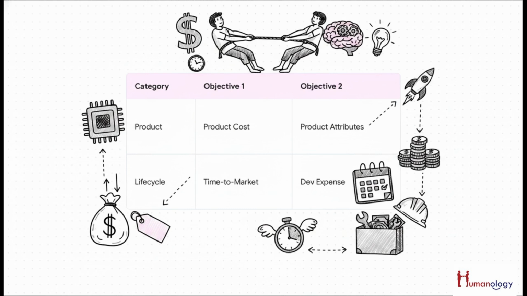No way. If you want to add amazing new attributes, like a next-gen processor, your product cost is definitely going up. Want to drastically slash your time to market and launch 3 months early? Well, your development expense is going to skyrocket because you're paying for weekend overtime and rush shipping. You absolutely must quantify these trade-offs. You need to know exactly how many dollars an extra week of development will cost, or what happens if you strip out a key feature. It's a high-stakes balancing act for sure.